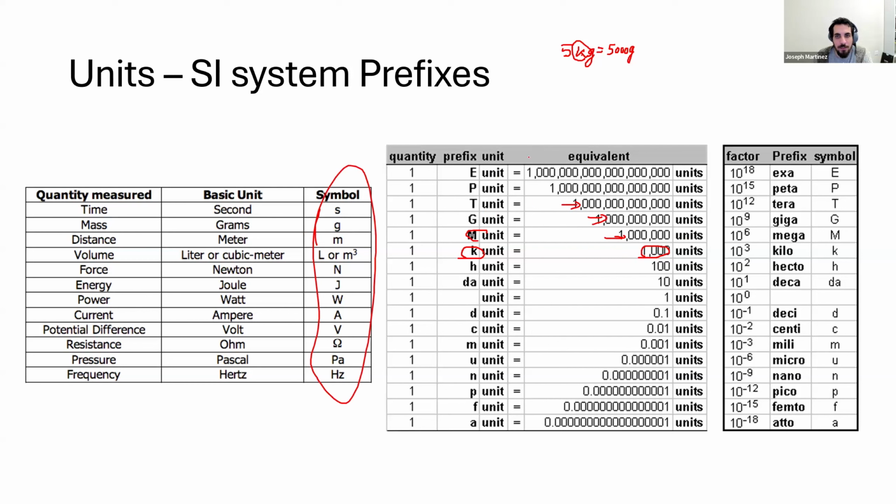For example, you can talk about a millisecond. What does that mean? Well, milli is represented as what? Well, that's a thousandth. So it's a thousandth of a second. Or centi, which is a hundredth. You can talk about a centimeter, cm. And what that means is a hundredth of a meter.